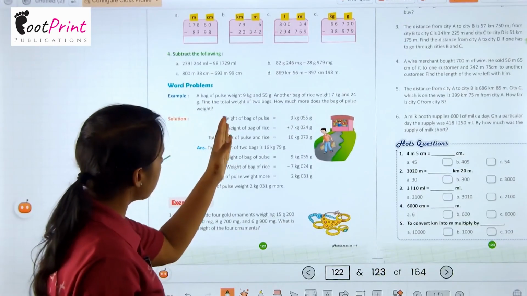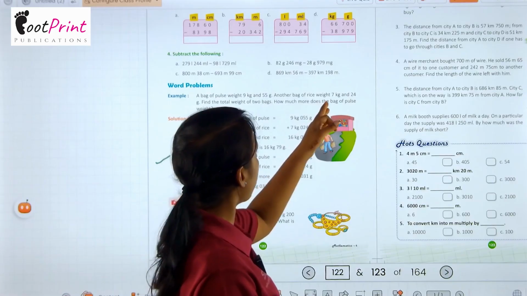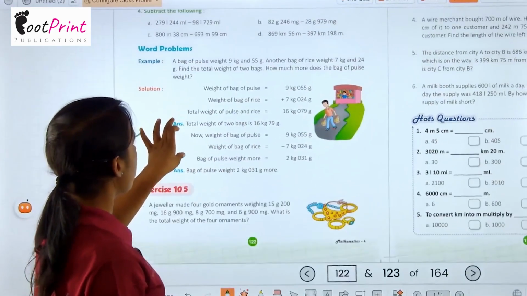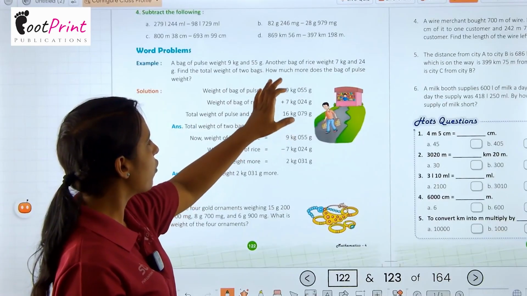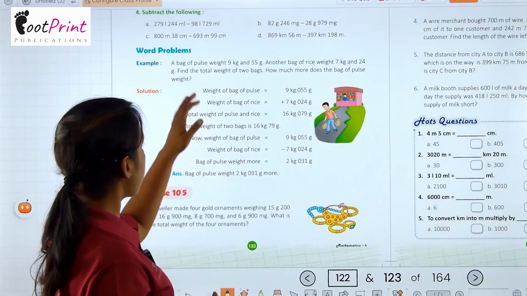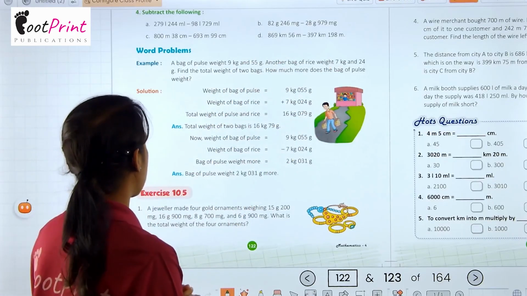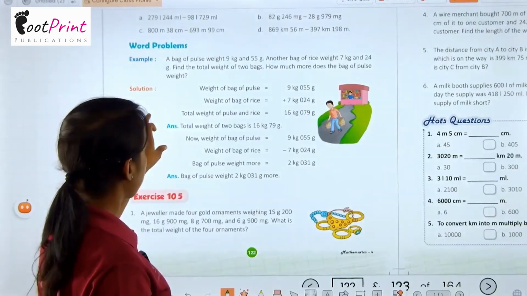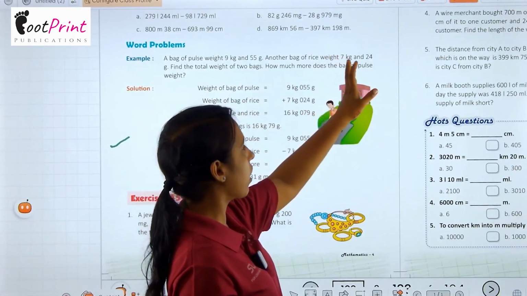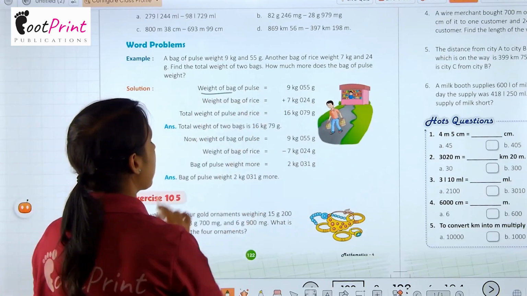A bag of pulse weighs 9 kilogram and 55 gram. Another bag of rice weighs 7 kilogram and 24 gram. So find the total weight of 2 bags. How much more does the bag of pulse weigh? So here there are 2 bags, the weight of one is this and the weight of the other bag is this. The pulse bag has this weight and the rice bag has this weight, and we have to find the total weight. So first we make a statement.